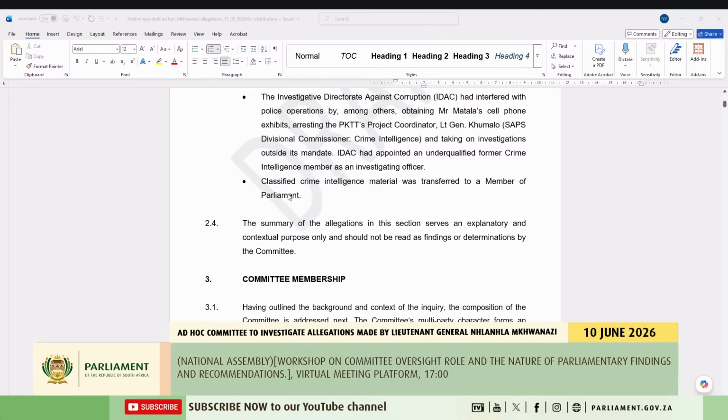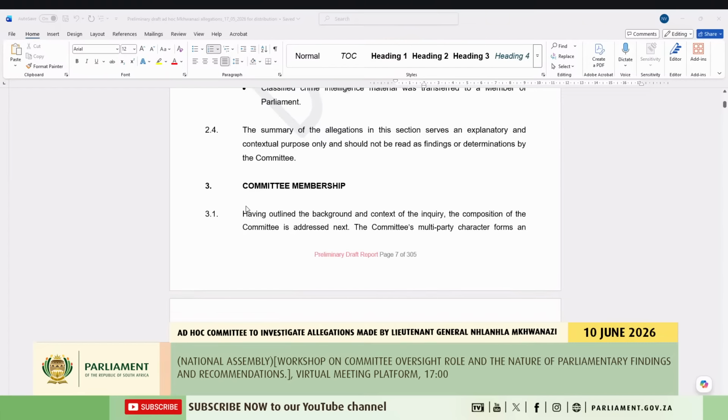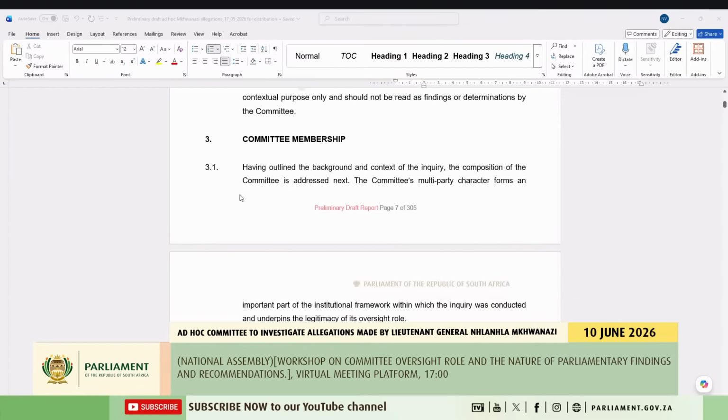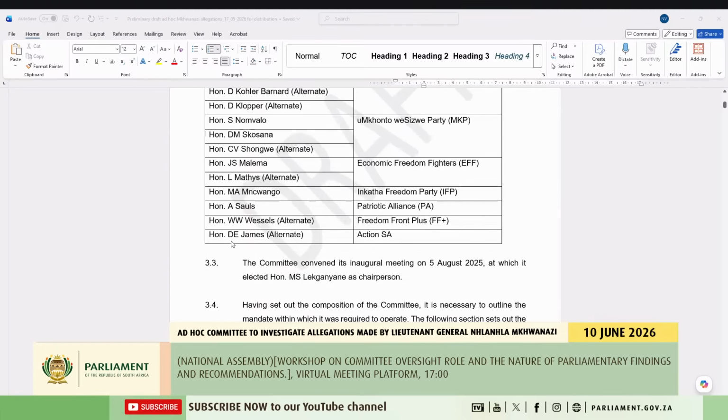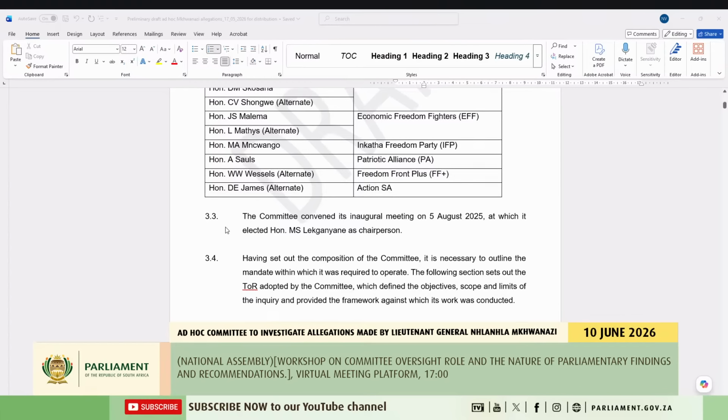So, the summary, as we say here, the summary of the allegations in the section serves an explanatory and contextual purpose only and should not be read as findings or determinations by the committee. Section 3 deals with the committee membership. Just scrolling through and giving these kinds of details: when the first meeting of the committee commenced, and that the chair was in fact elected.